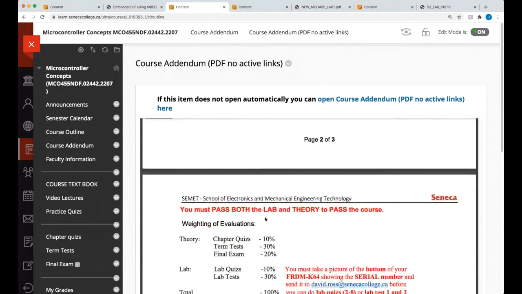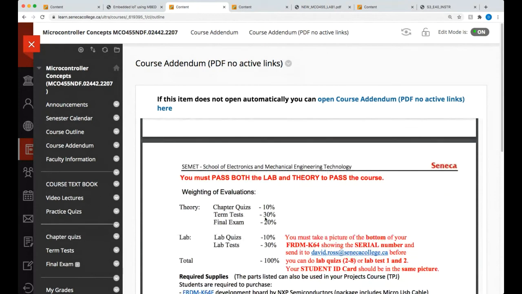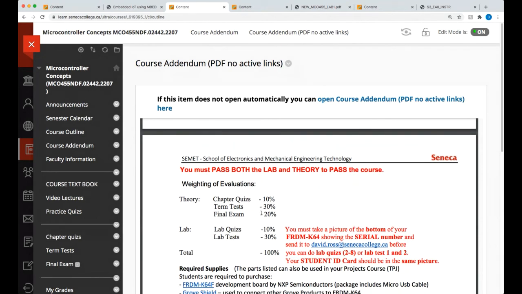Now, some of the more important things to note about this course, and a lot of these courses are set up the same way: you must pass both the lab and the theory to pass the course. Now you'll notice here that the lab is only 40% of your mark, but if you fail that, you fail the whole course. If you fail the theory, you fail the course. If you fail both, well, hey, you failed.